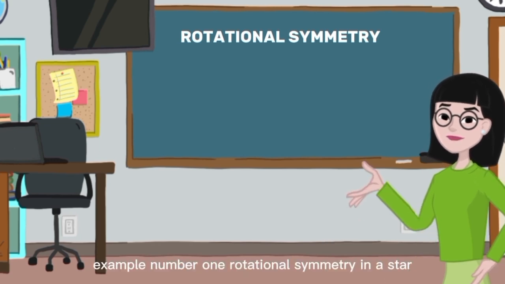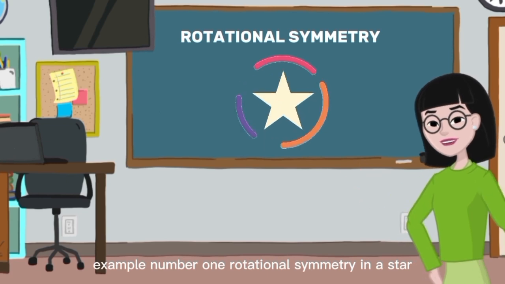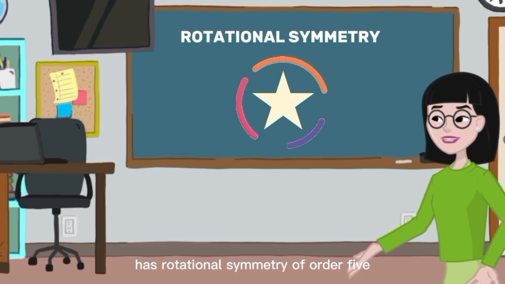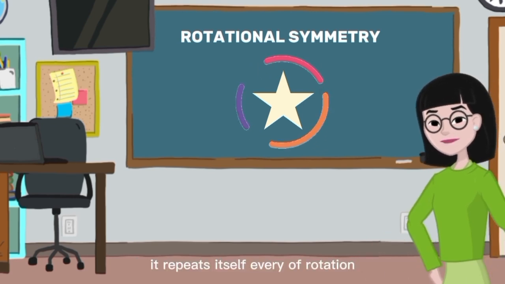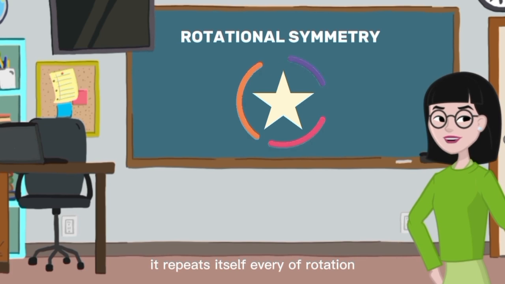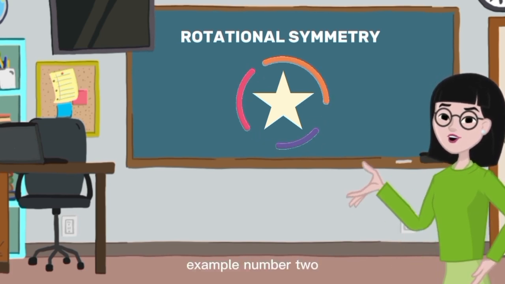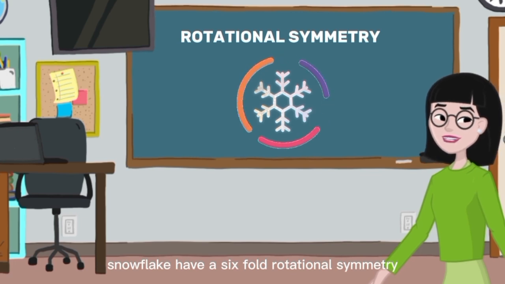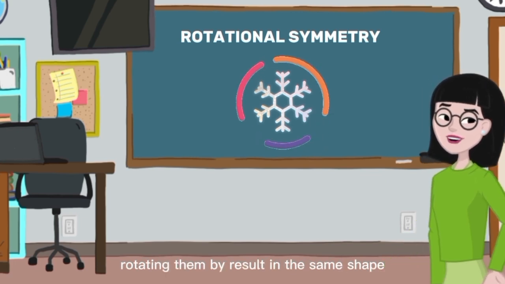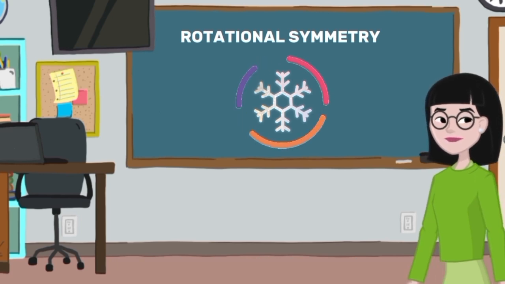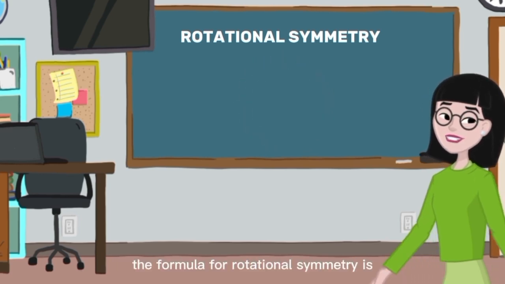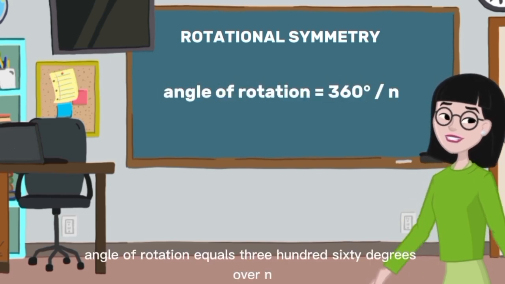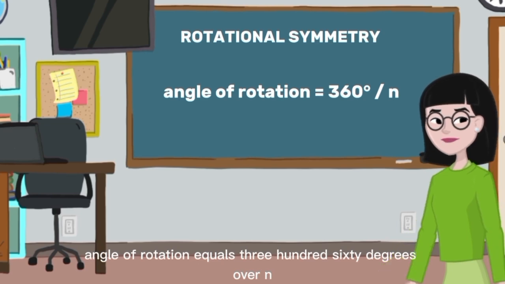Example number 1. Rotational symmetry in a star. A regular 5-pointed star has rotational symmetry of order 5. It repeats itself every 72 degrees of rotation. Example number 2. Snowflake. Snowflakes have a 6-fold rotational symmetry. Rotating them by 60 degrees results in the same shape. The formula for rotational symmetry is angle of rotation equals 360 degrees over n.